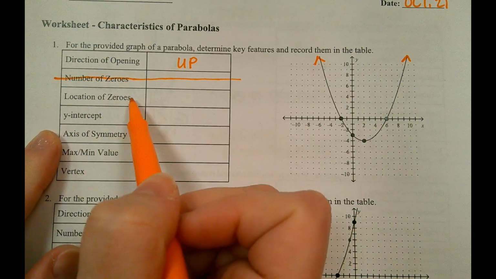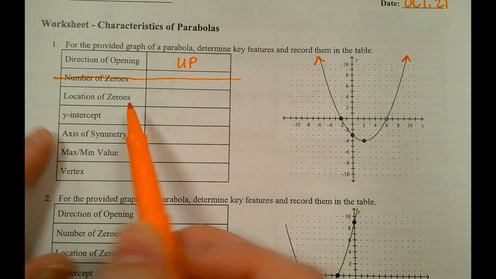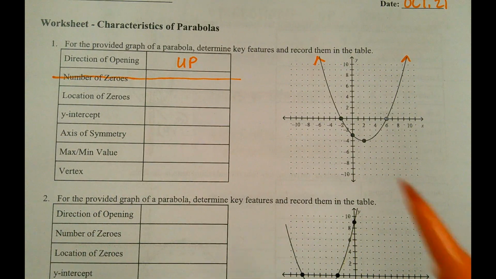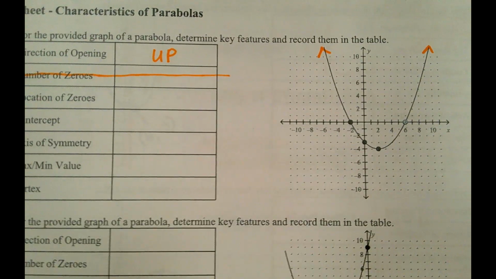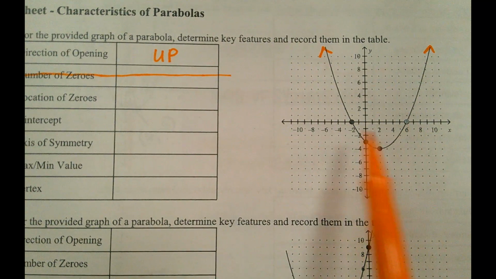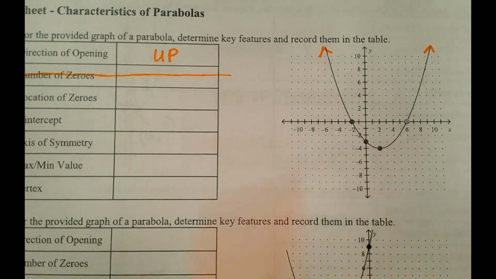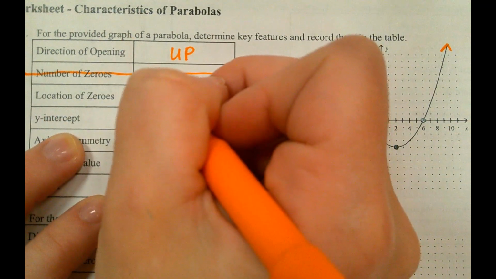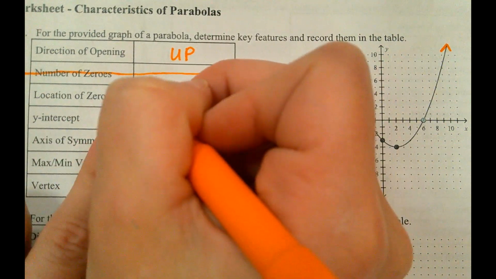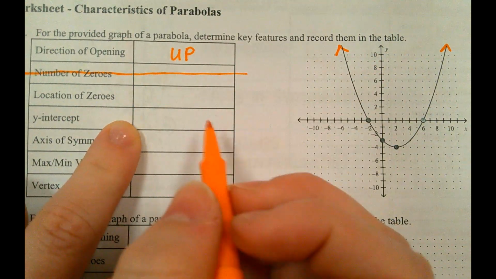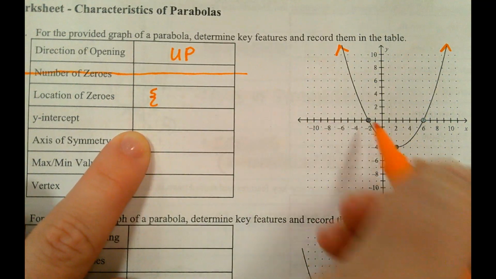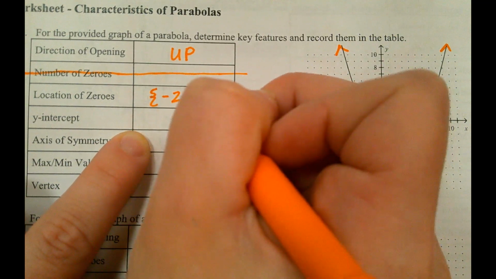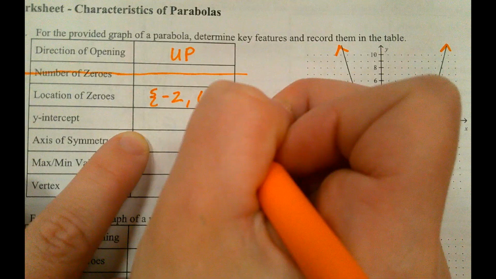Now, when it says location of zeros, this means where are the x-intercepts. So, where does this graph cross the x-axis? -2 and +6. Yes, -2, +6. So we can write, remember, either x equals -2, comma, +6, or we can do the brackets: -2, comma, 6.